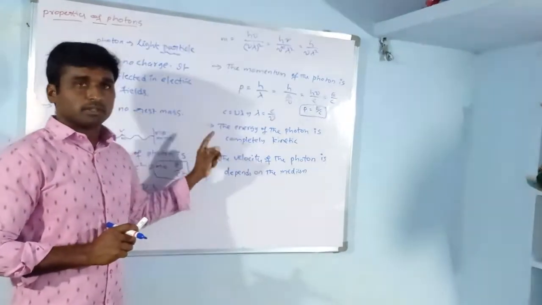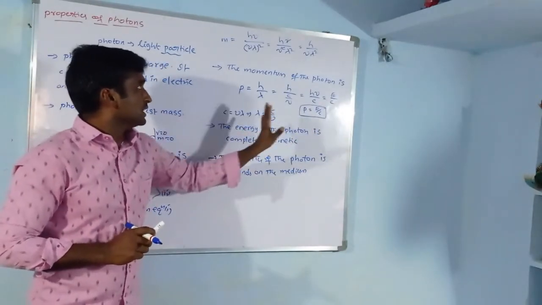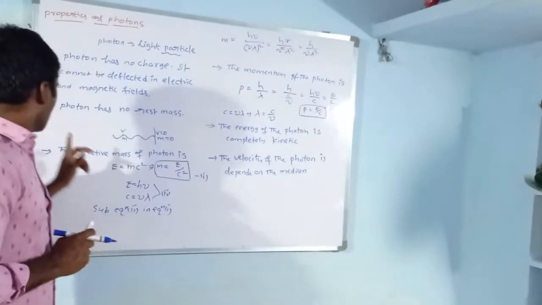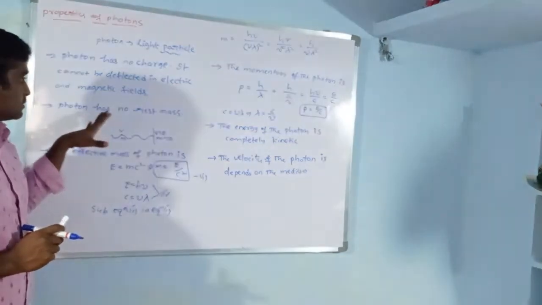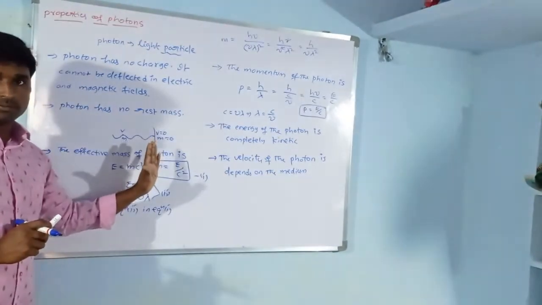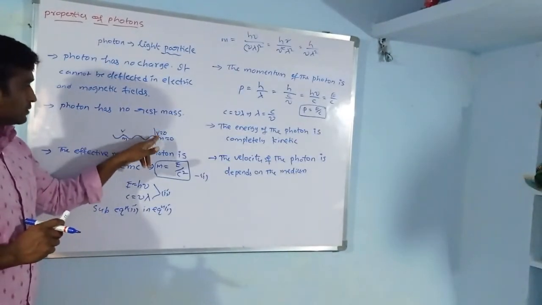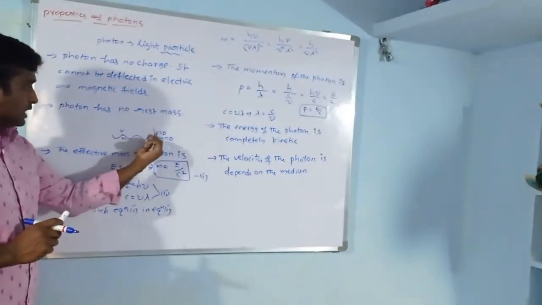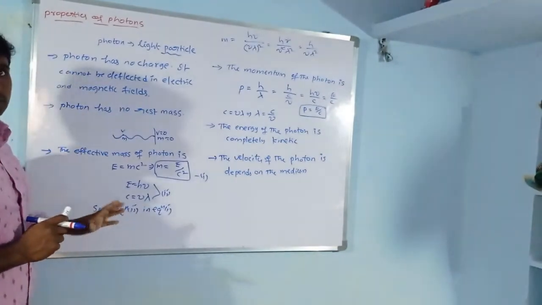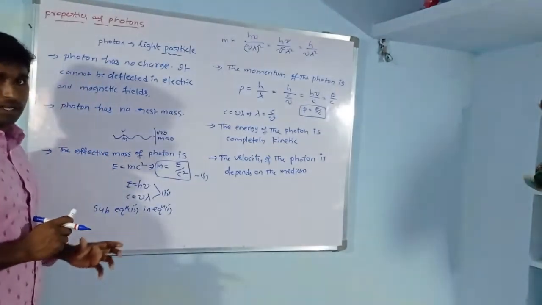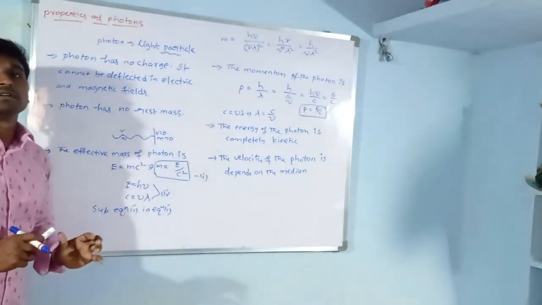So the energy of the photon is completely kinetic. The momentum of the photon is P = E/c. This is the effective mass of the photon. Photon has no rest mass, it has mass only when it is in motion. When it hits the material, it comes to rest, at that time the velocity of the photon becomes 0, and due to that mass is also 0. Photon has no charge, so it cannot be deflected in electric and magnetic fields. These are the main properties of photons.